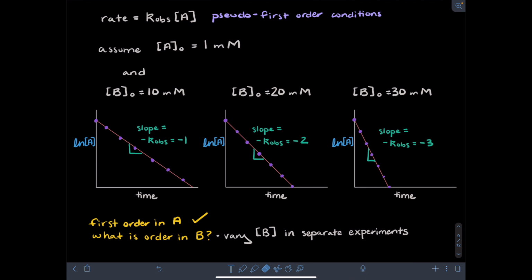Now let's say you run your reaction again. Your concentration of A started out as 1 millimolar, your concentration of B started out as 30 millimolar, and in this case, when you plot your data using the same axes, you get a slope of -3. That means that your observed rate constant k obs is equal to 3.